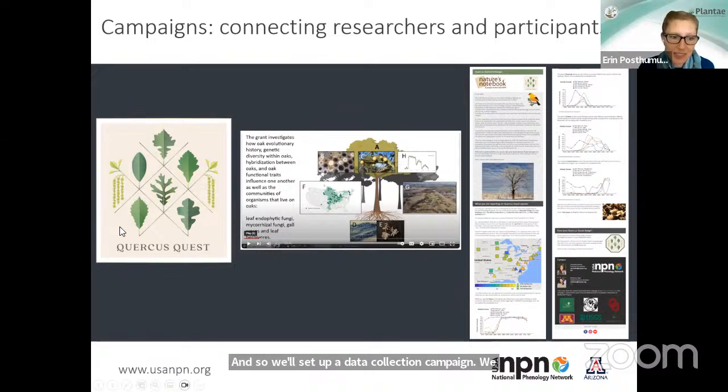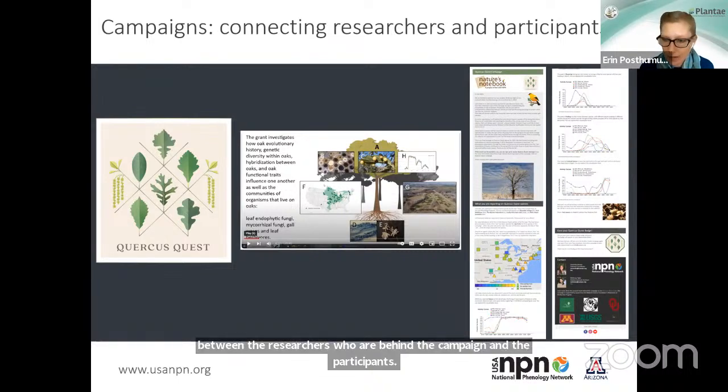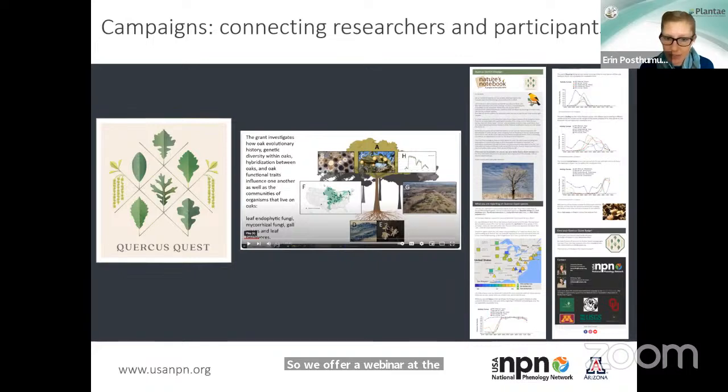An example of one of these that we started, I think 2 years ago, is Quercus Quest. This is focused on oak species across the eastern part of the country. We really like to provide a link between the researchers who are behind the campaign and the participants. So we offer a webinar at the beginning of the year where the researchers come and give their perspective on why they need the data, how useful the data are going to be, what analyses they're planning on doing, and what they're hoping to learn. The participants are there at the webinar and able to hear directly from the scientists about why their data are needed. They're able to ask questions that they have.